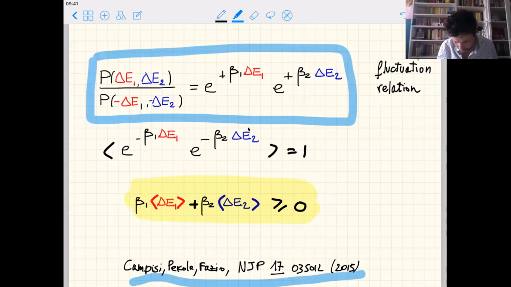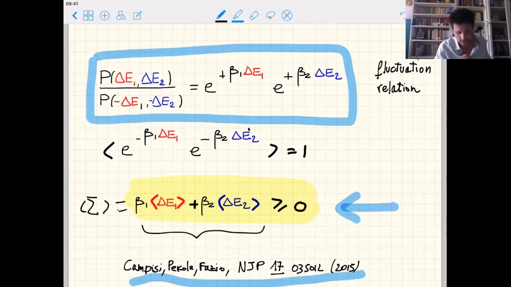And as many of you probably know, a consequence of that is this relation here, which you can interpret as the average. You may call this thing here sigma, the entropy production. Whatever you call it, this quantity here must not be negative, cannot be negative in any such situation. Now, let us see some consequences of this.